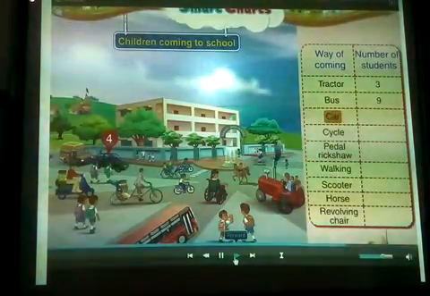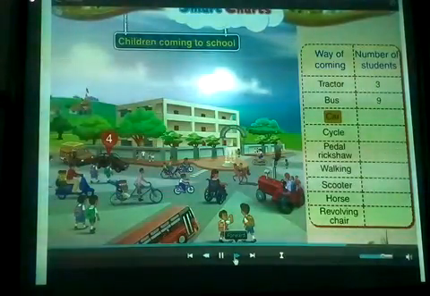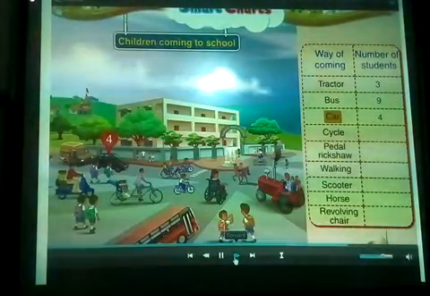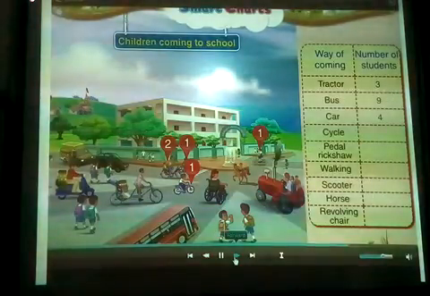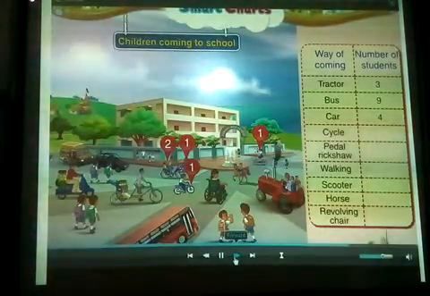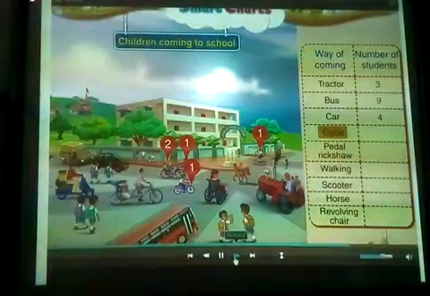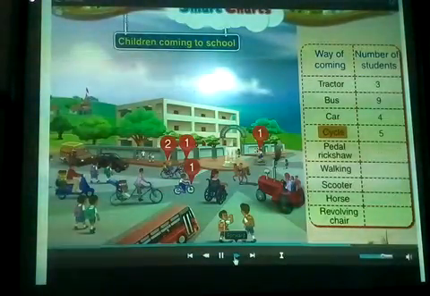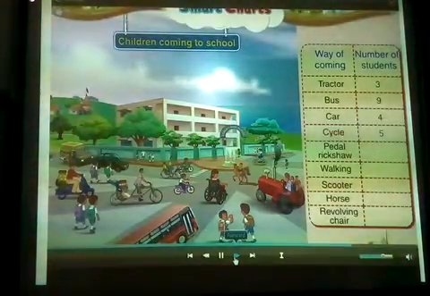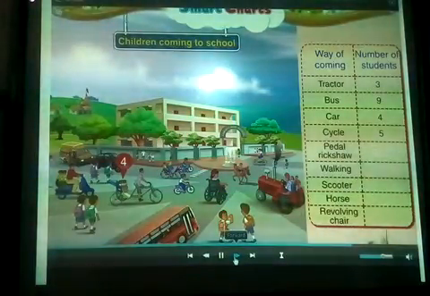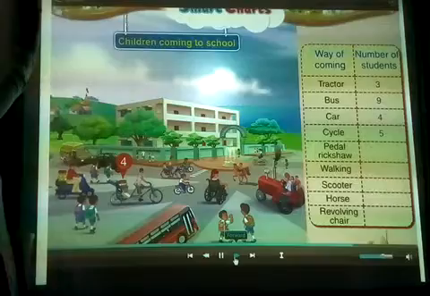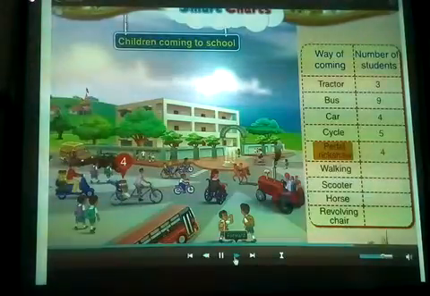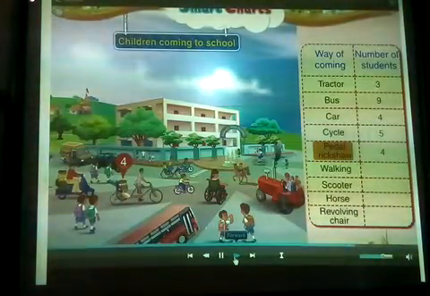So we will write car in the column way of coming, and we will write 4 against car in the column number of students. 5 students come to school by a cycle. So we will write cycle in the column way of coming, and we will write 5 against cycle in the column number of students. 4. We will write pedal rickshaw in the column way of coming, and 4 against pedal rickshaw in the column number of students.